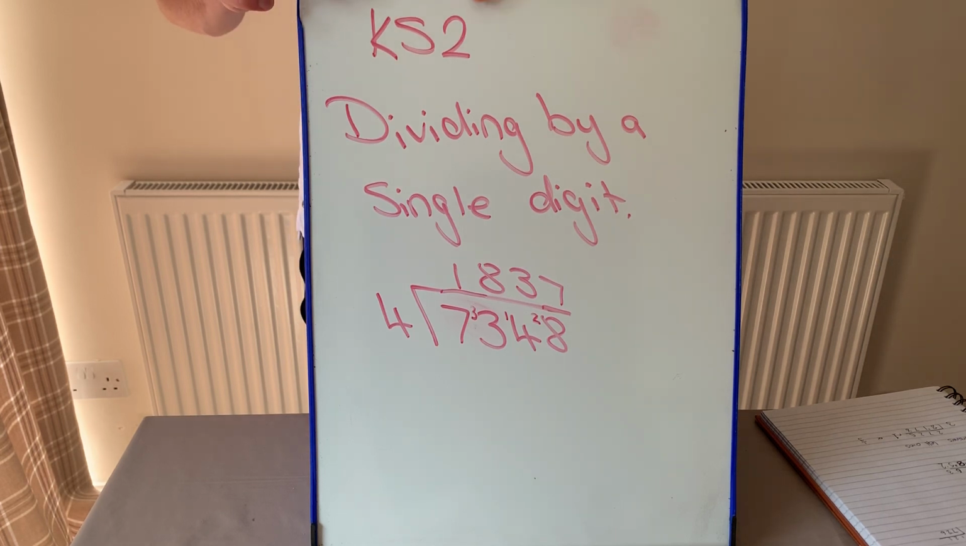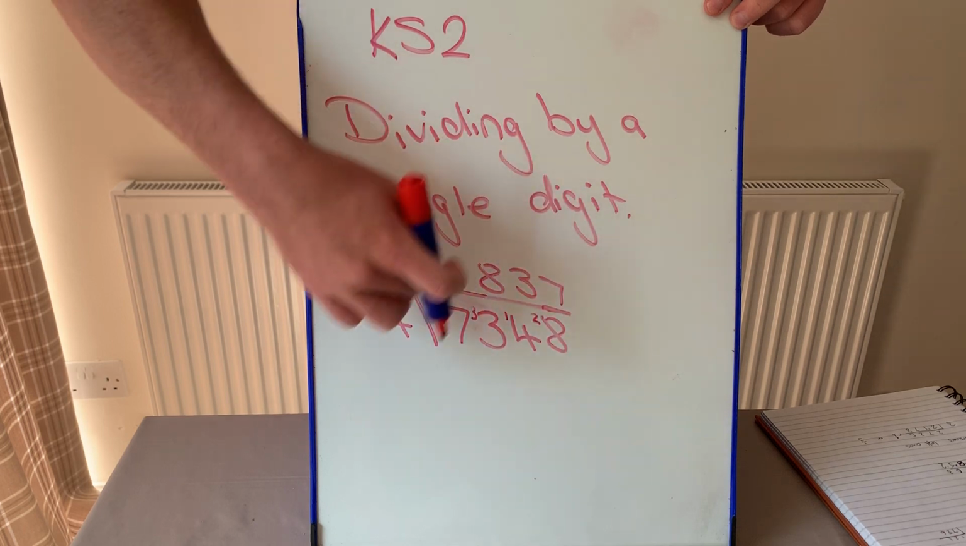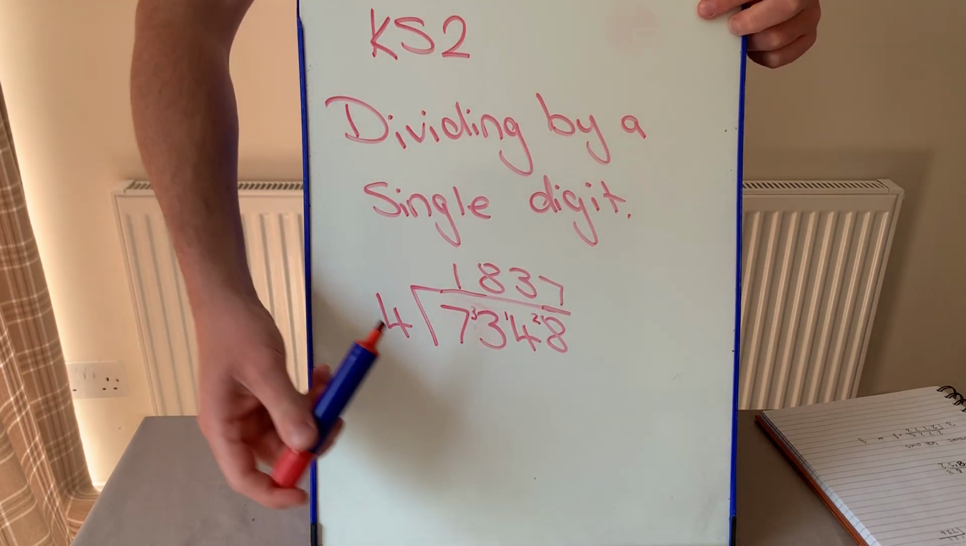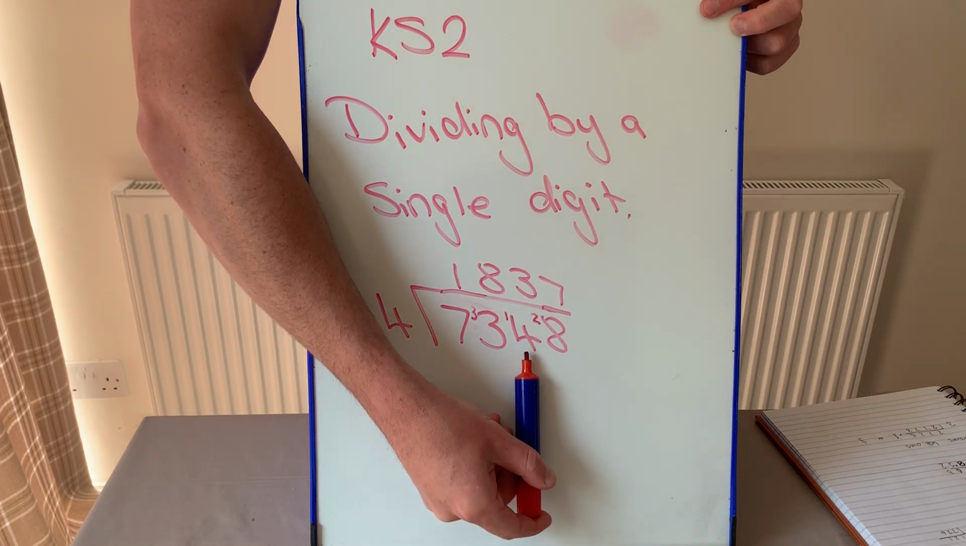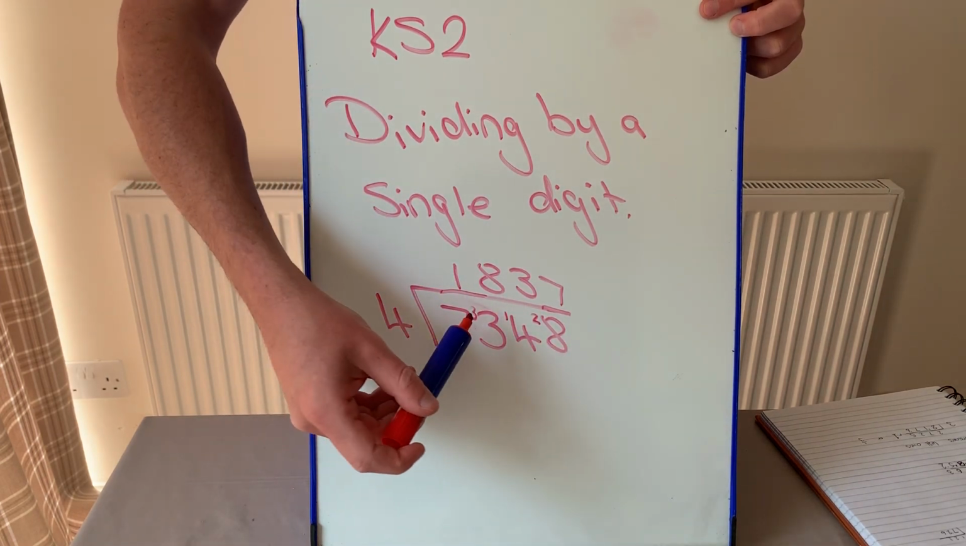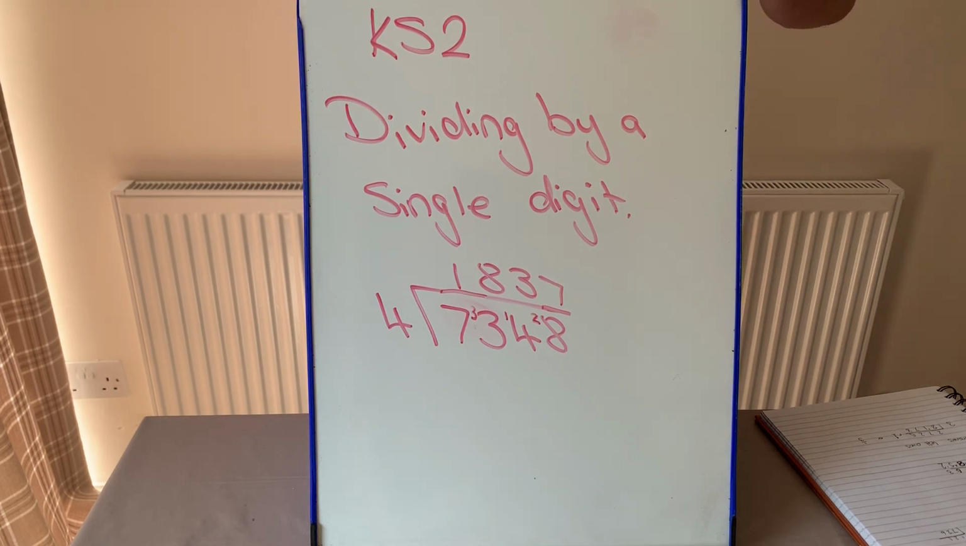So as you can see today, this is going to be a Key Stage 2 video and we're going to be dividing by a single digit. We're going to work our way up to big 4-digit numbers there. So I'm just going to read that number out. It says 7,348. As you can see, I've got lots of little numbers in there and I'm going to explain why those are there in a moment.